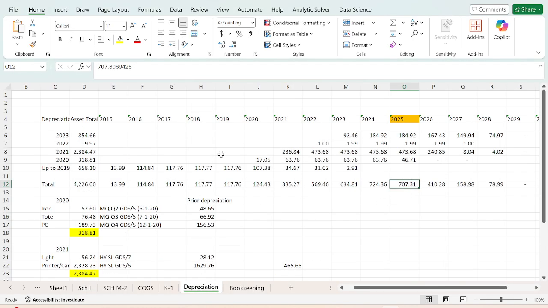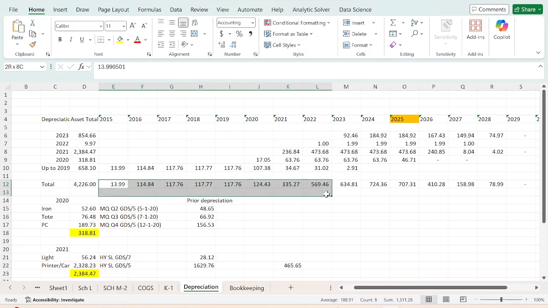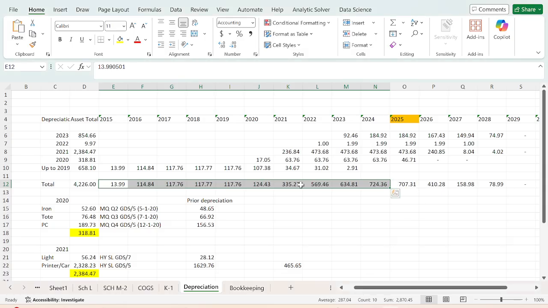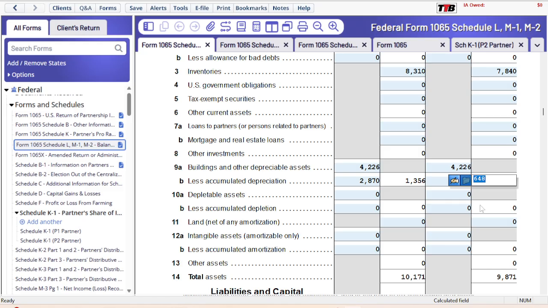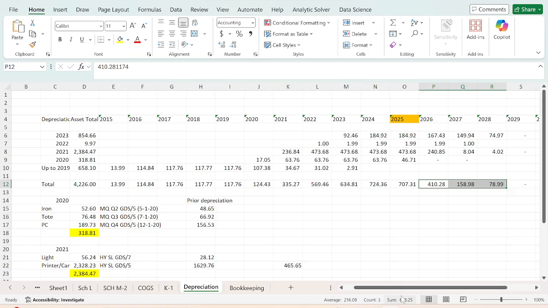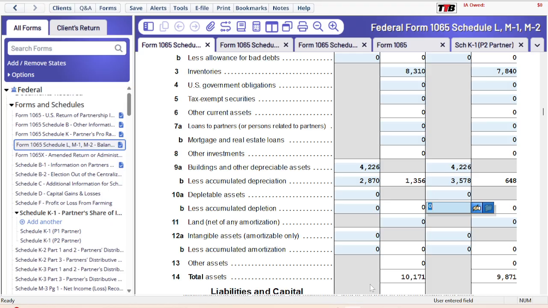So if we come back here, depreciated so far up to 2024 is giving us 2870, and when you add 2025 depreciation to it, it's giving us 3577, and then we are left with 648 from those assets to depreciate. So that's how you complete your balance sheet with this information for line 9A and B.